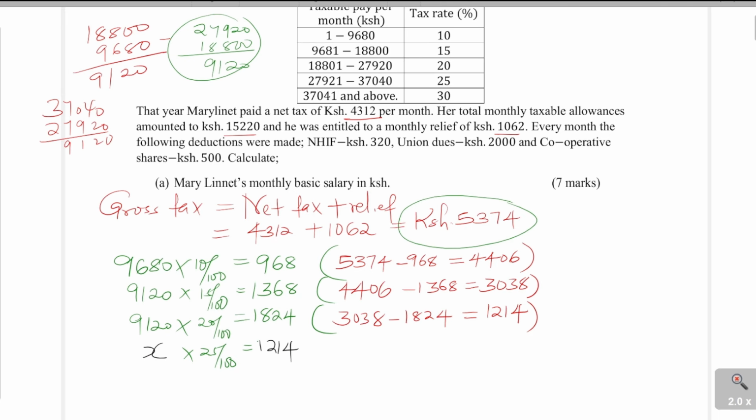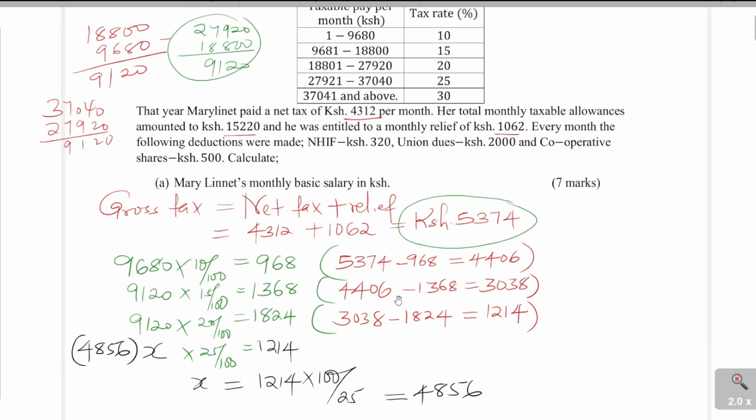So we work out this. X times 25% is equal to 1214. So what is X? X will be given by 1214 times 100 divided by 25. And this will give 4856. So this amount, 4856, is X.